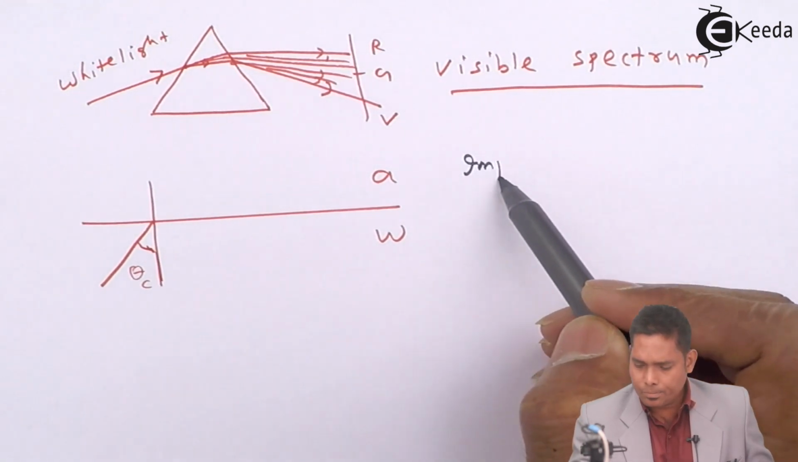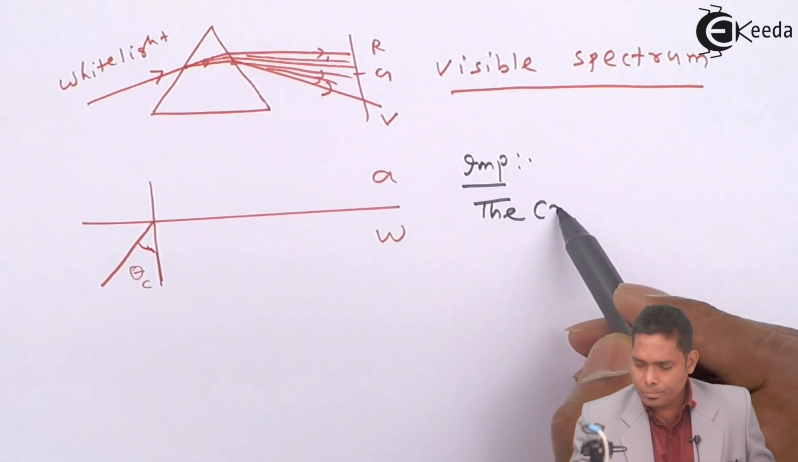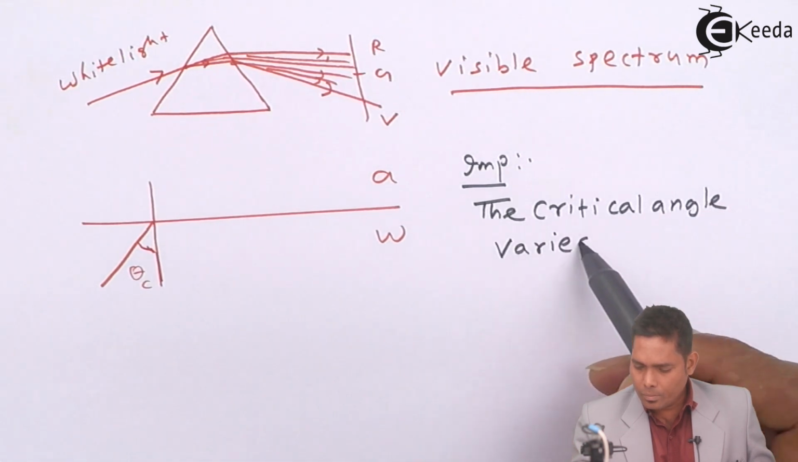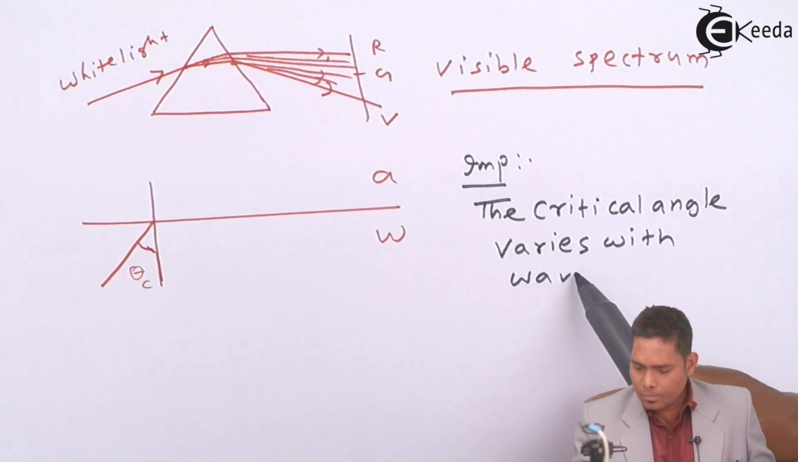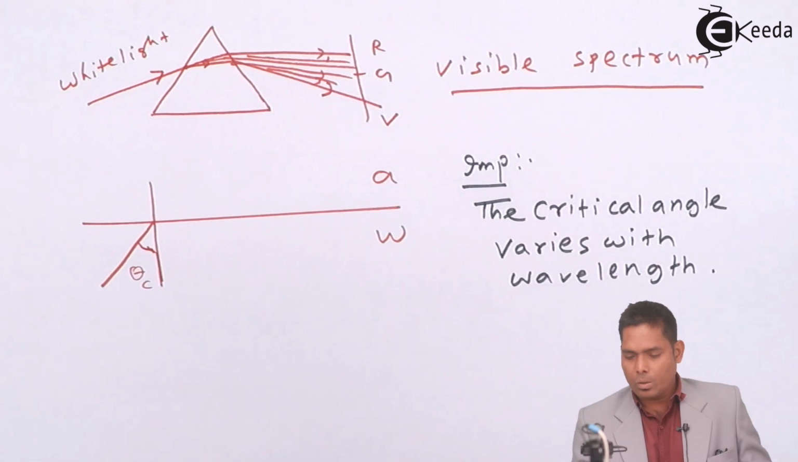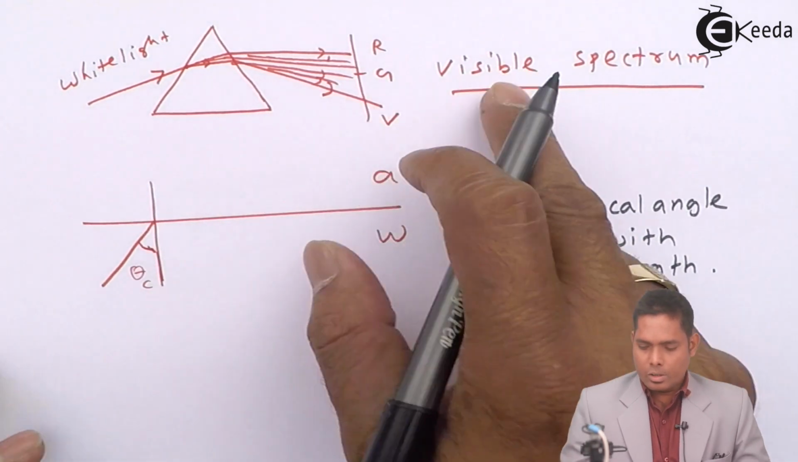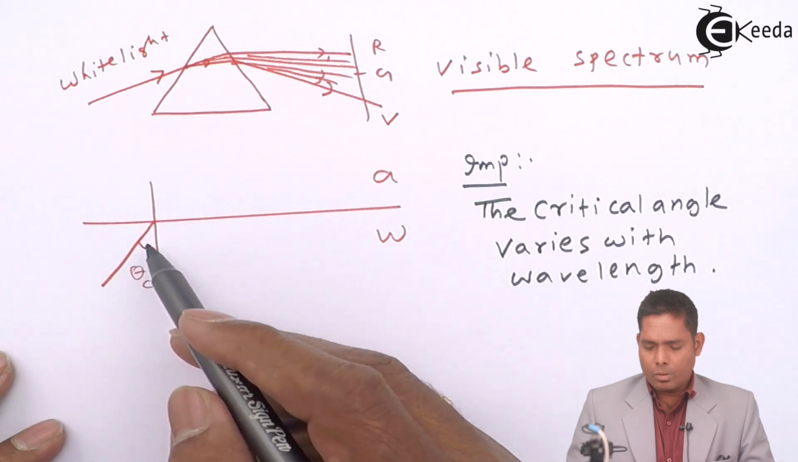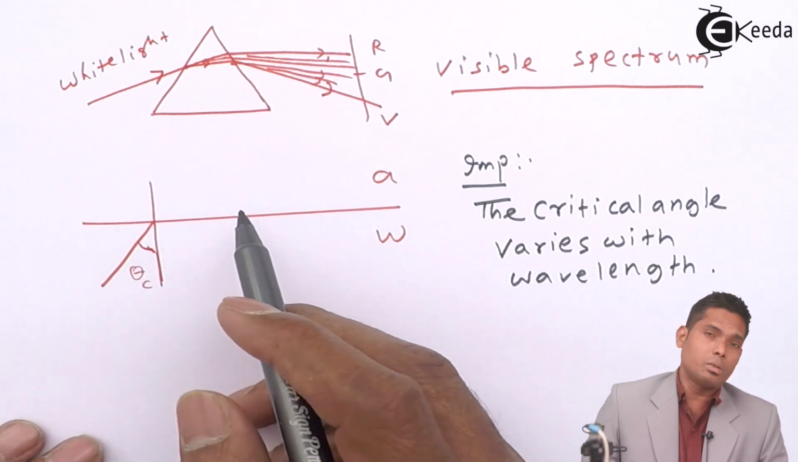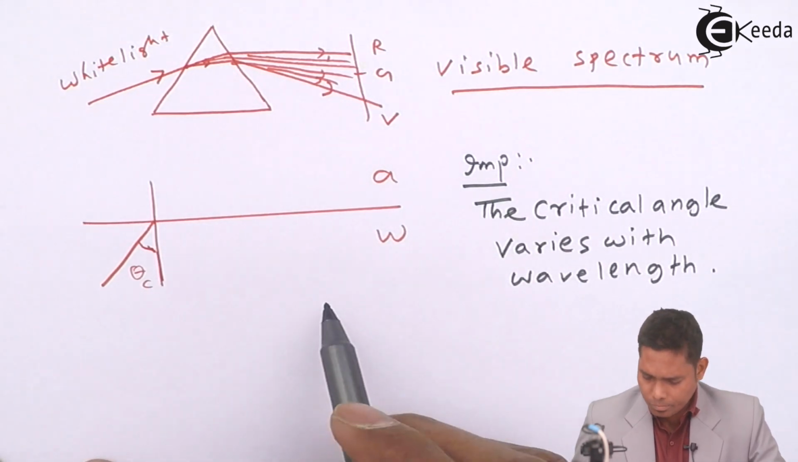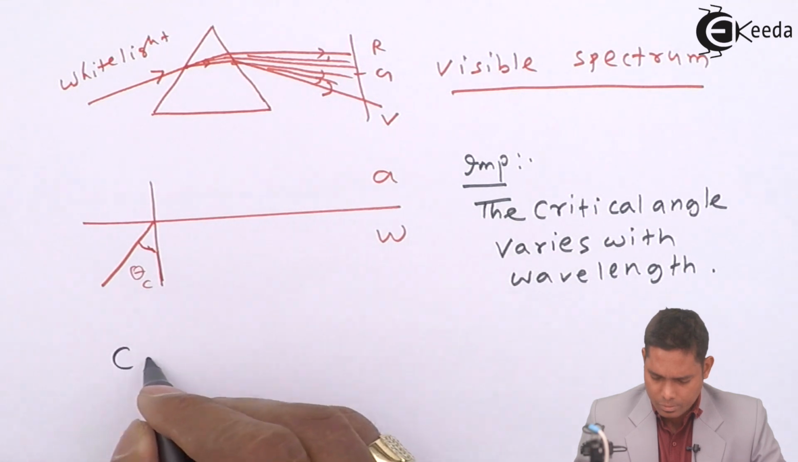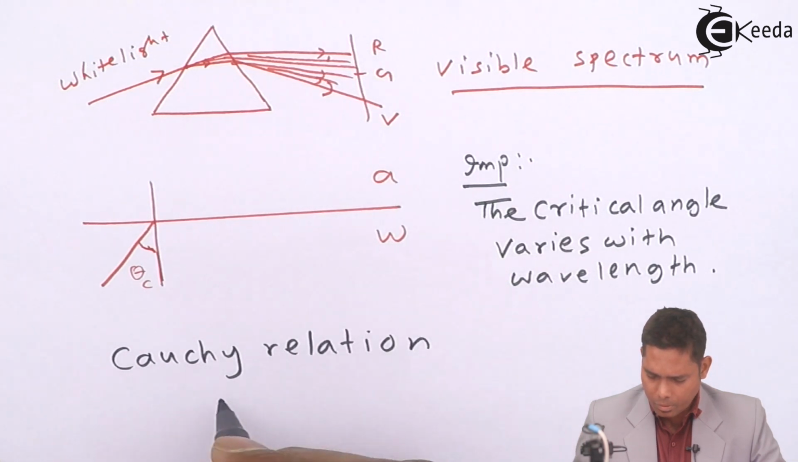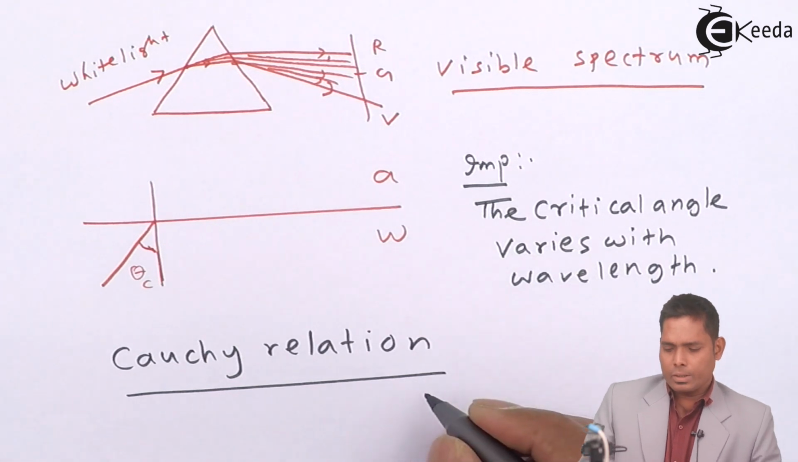The important point is that critical angle varies with wavelength. That we'll see how. That means different colors in the visible spectrum have different wavelengths. When different colors are incident, then because of different wavelengths, the critical angle also will be different. So there is a relation called Cauchy's relation. From Cauchy's relation, what is that relation?